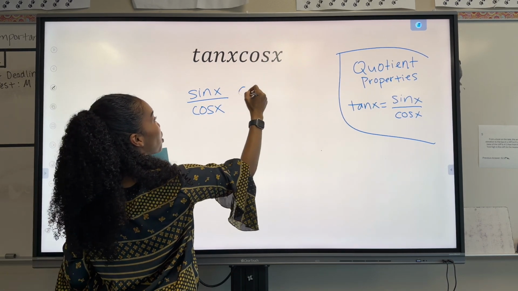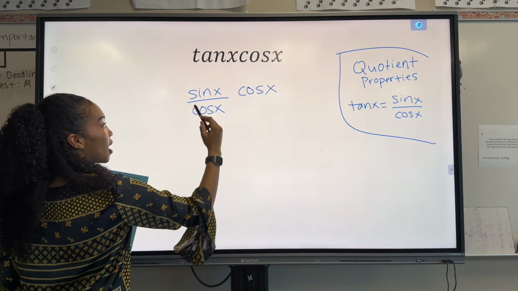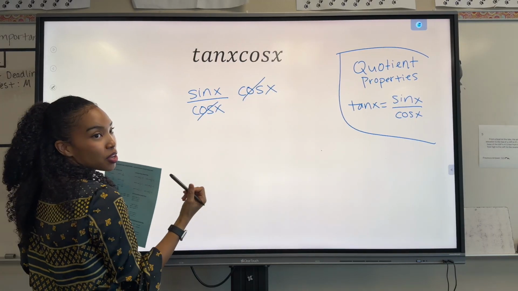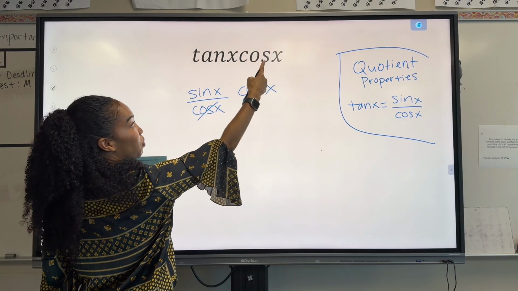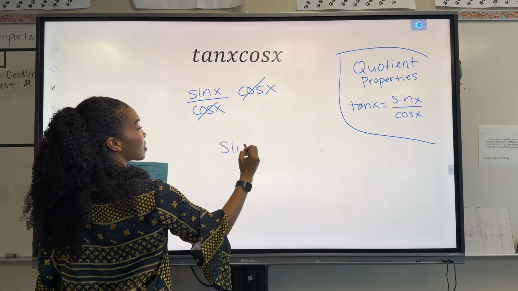And I still have this cosine right here. And those cancel out nicely. So this trigonometric expression simplifies to sine x.